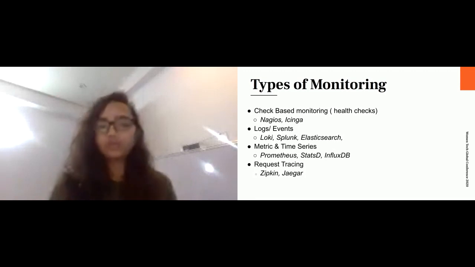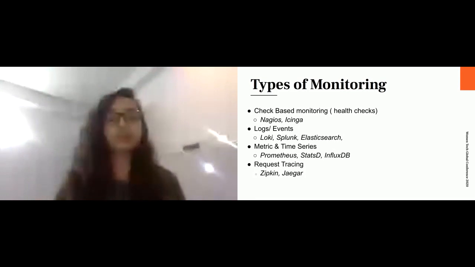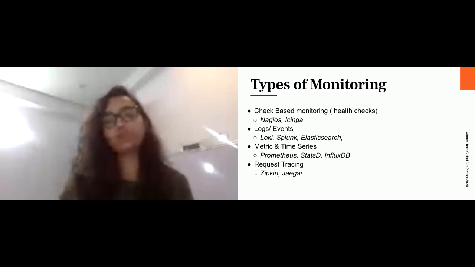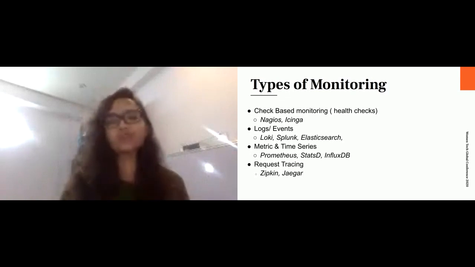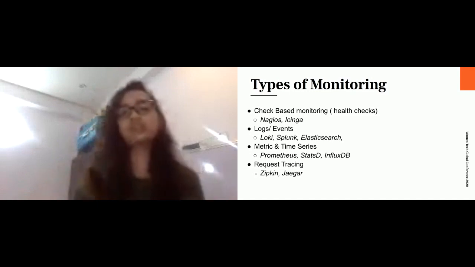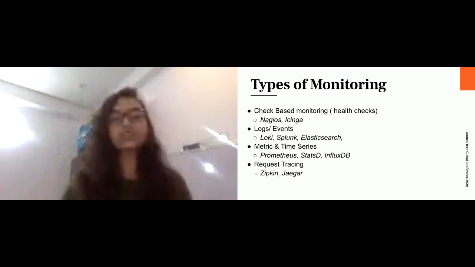The next comes metrics and time series. It includes Prometheus, StatsD, InfluxDB. This is what we will discuss more in the presentation today. It's a simple thing. It's basically tracking numeric values over time, and it could be the number of requests, it could be CPU, etc. We sample them over time and store them as a time series. Now the pros for this: it is cheap, it is good for aggregate health monitoring, it is simple to produce.